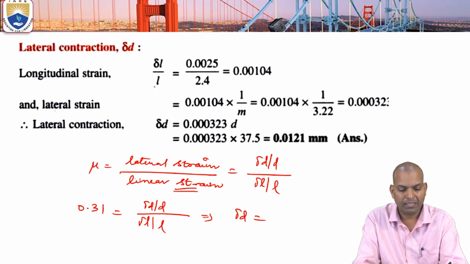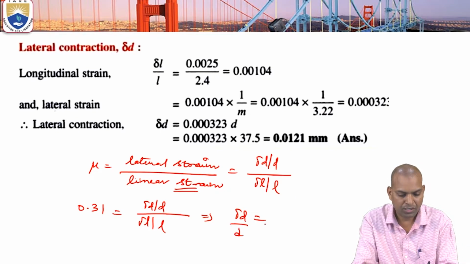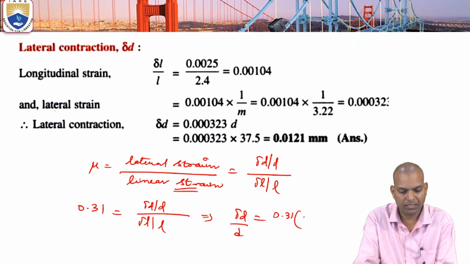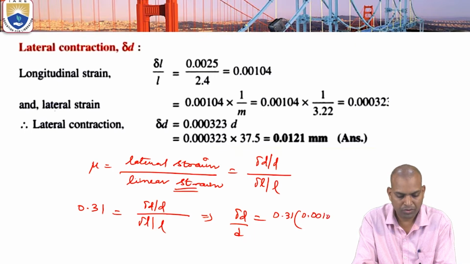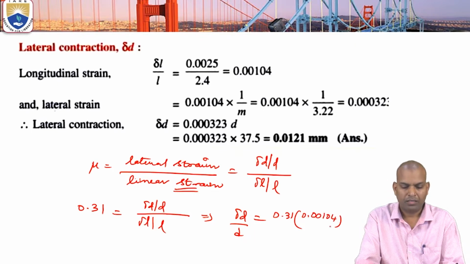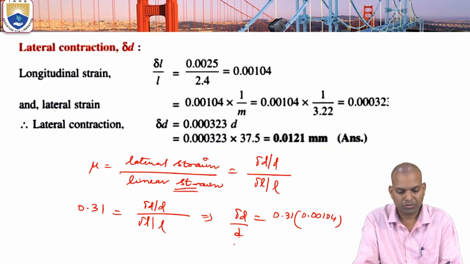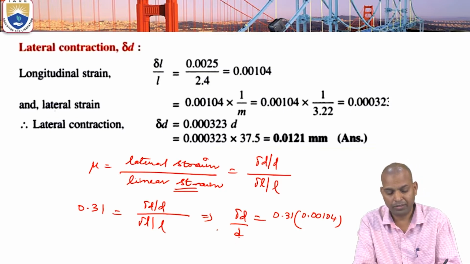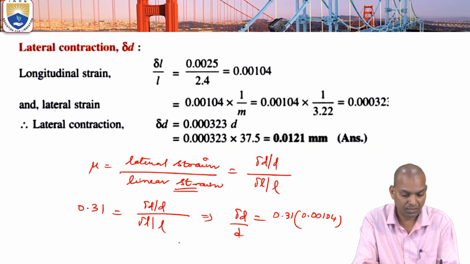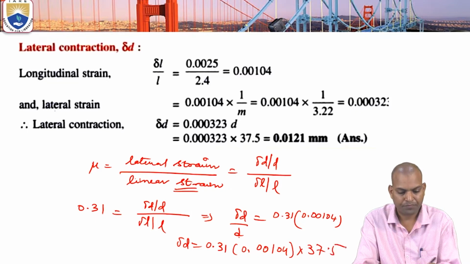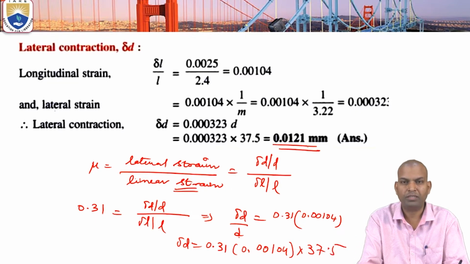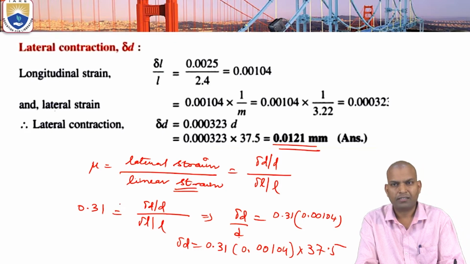So delta D by D equals 0.31 times delta L by L, and delta L by L equals 0.00104. Now the known value of D is 37.5 millimeters. Then delta D equals 0.31 times 0.00104 times 37.5, that is 0.0121 millimeters. This is the lateral contraction.